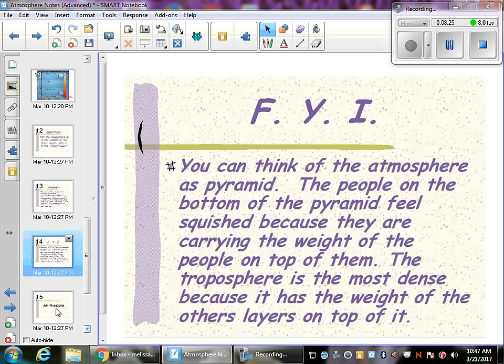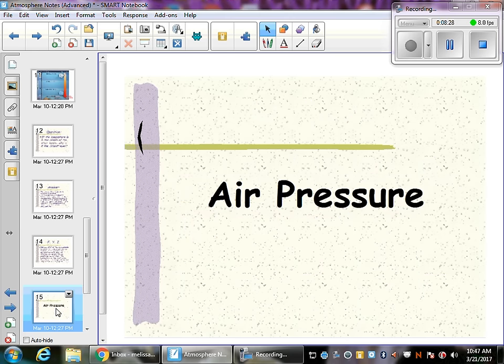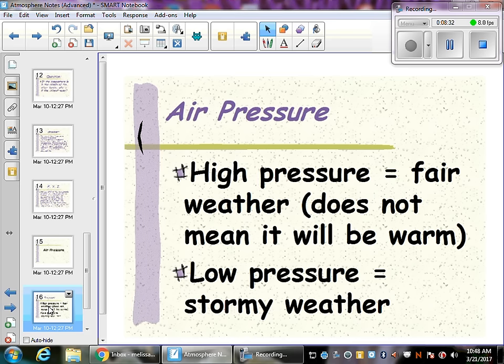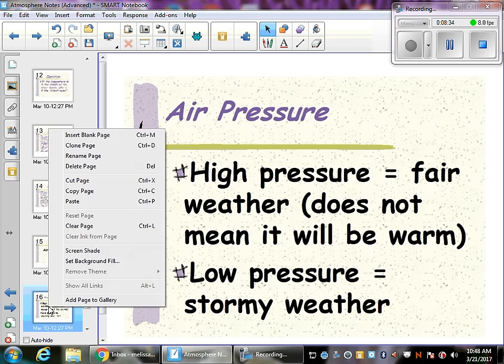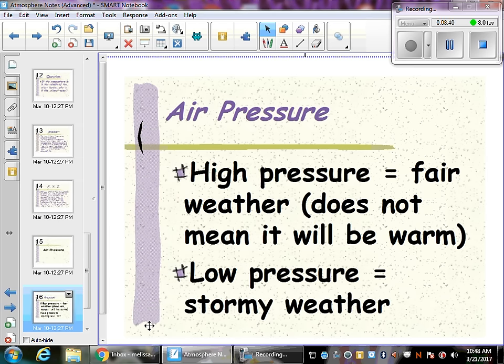All right, we're going to shift here a little bit onto air pressure. Air pressure is, again, how much air we have in a certain area pressing down. And what we've got is that high pressure is associated with fair weather. It's going to be sunnier out. There's not going to be as many clouds in the sky. You're not going to see storms.